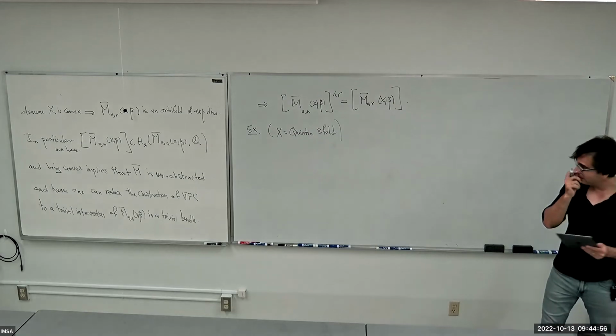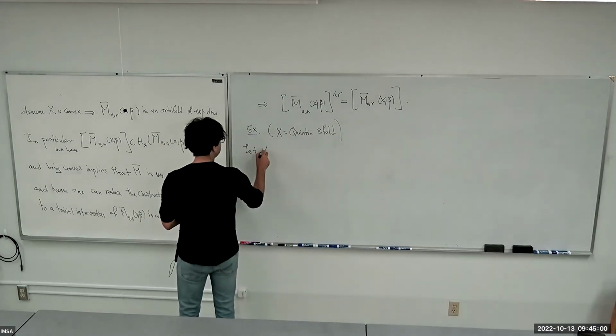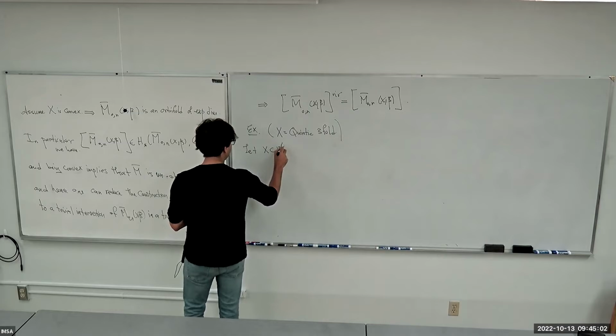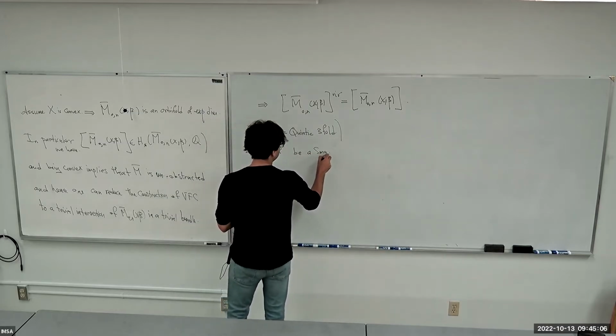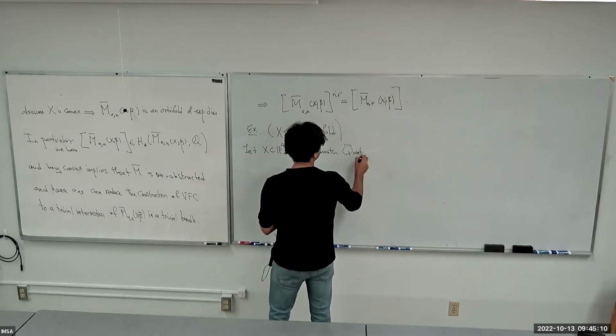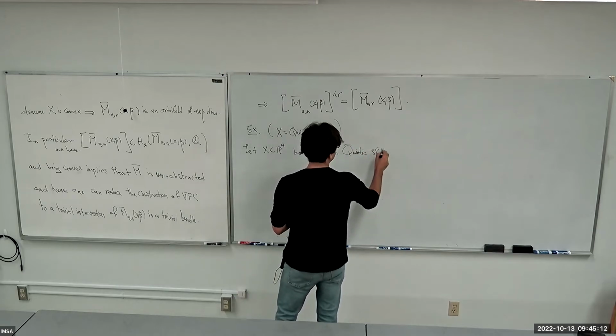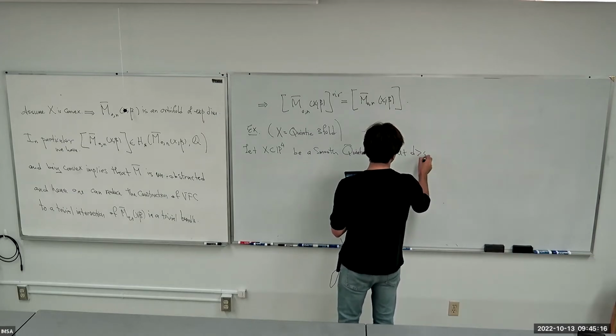Okay, let X sitting inside P4 be a smooth quintic threefold. Okay, let D be bigger than 0.